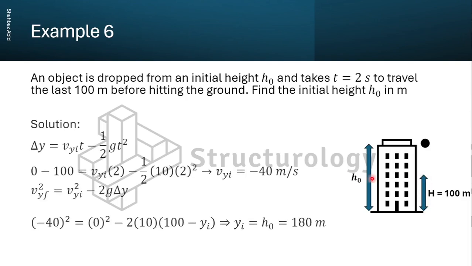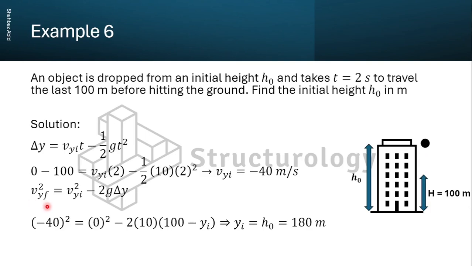That initial velocity is going to be calculated from the equation of motion in which I know the final position is going to be 0 because it's going to hit the ground, and the initial position is going to be 100. The initial velocity is unknown, the time it took is 2 seconds. We will get the initial velocity equal to -40 meters per second. Now the initial velocity of the last 100 meters will become the final velocity of the remaining height.